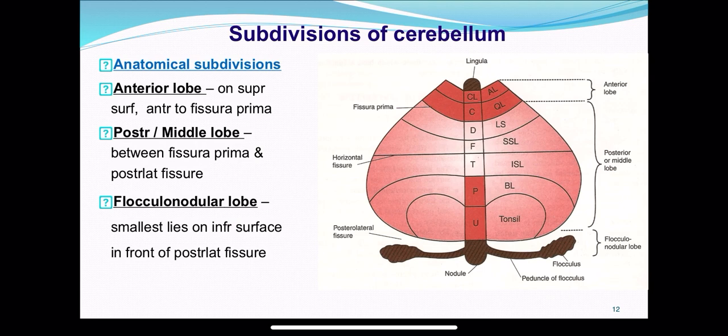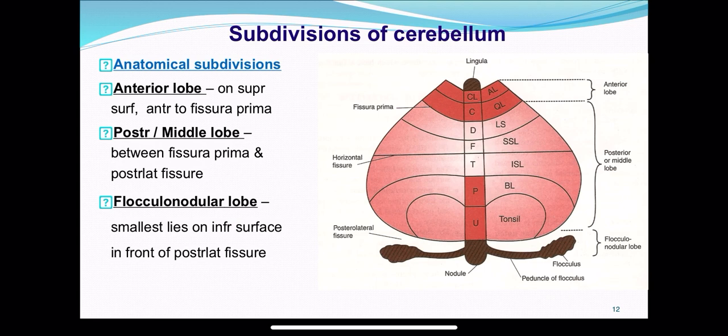The anterior lobe is on the superior surface anterior to fissura prima. The dark red colored area, whatever lies in front of fissura prima, that is the anterior lobe in brick red color. Posterior lobe or middle lobe is a part of the cerebellum that extends from the fissura prima to the posterolateral fissure, which is labeled at the bottom of the diagram. Flocculonodular lobe is the smallest one that lies on the inferior surface in front of posterolateral fissure. You can make out the dark brown colored structure there, like a small stalk and a flower.